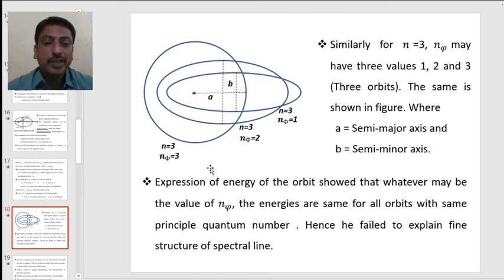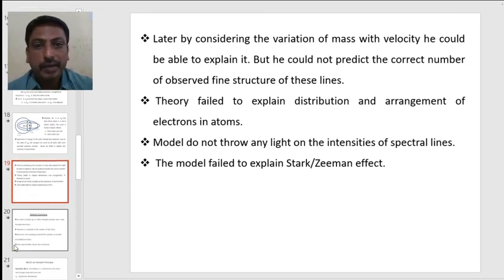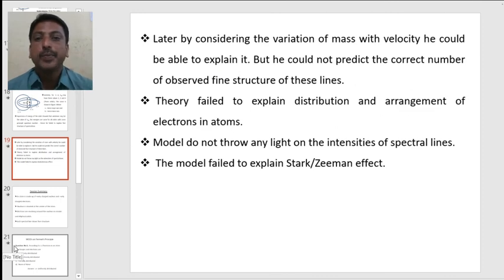From the expression of energy of the orbit, we come to know that whatever may be the value of nφ, the energies are the same for all orbits with the same principal quantum number. Hence, the theory failed to explain the fine structure of the spectral line. Later, by considering the variation of mass with velocity, he was able to explain this spectral property, but he could not predict the correct number of observed fine structure lines.